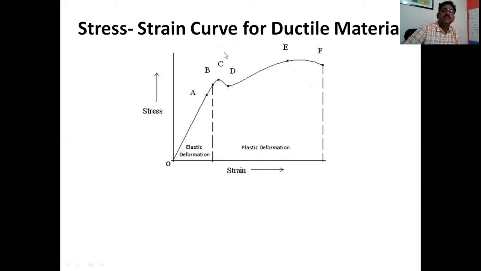If you see here, when there is no stress, of course there won't be any strain. So it starts from the point O. As long as the stress increases, the strain will also increase, or as long as the load is applied, it will deform, so elongation takes place. And we will go through various points: point A, B, C, D, E, and F. What are these? We will go through it.